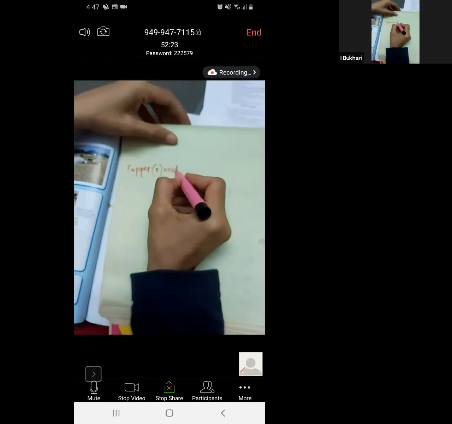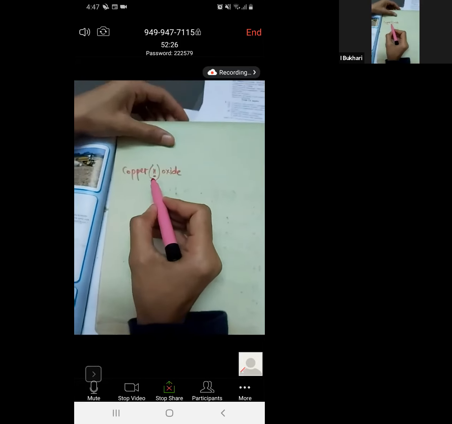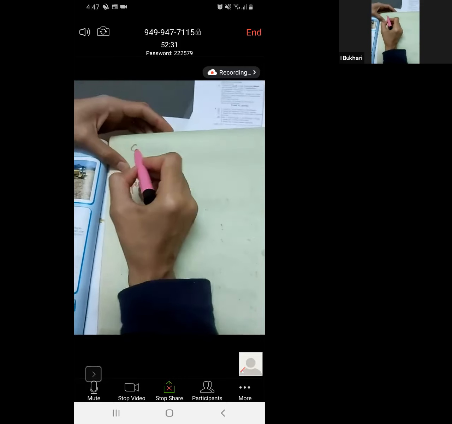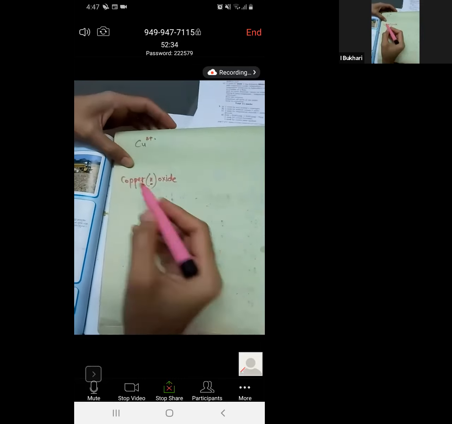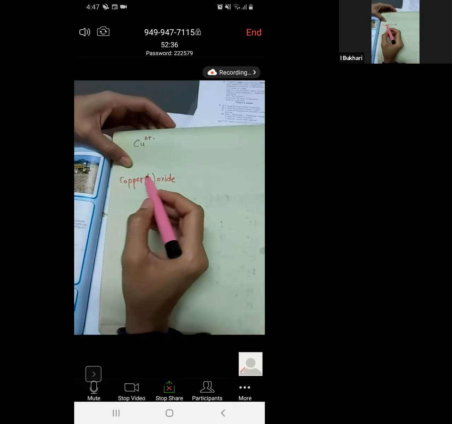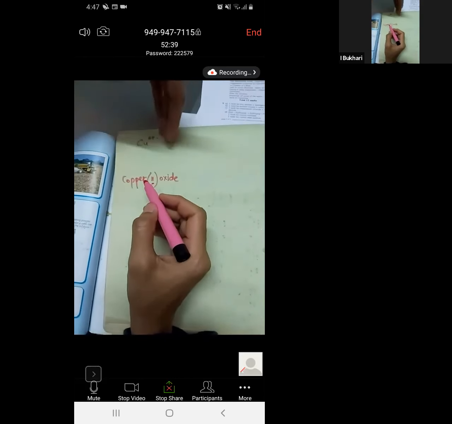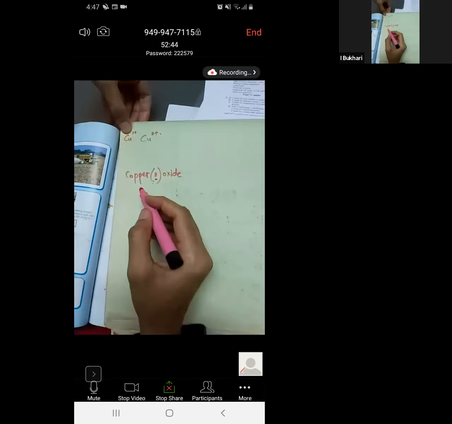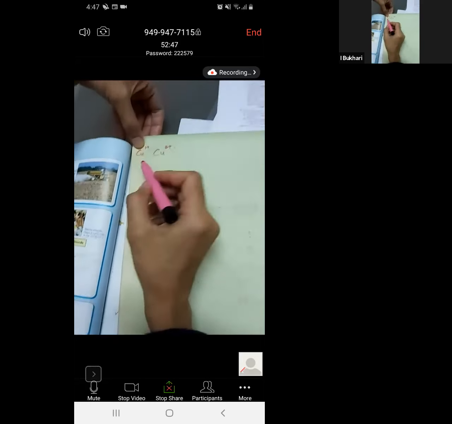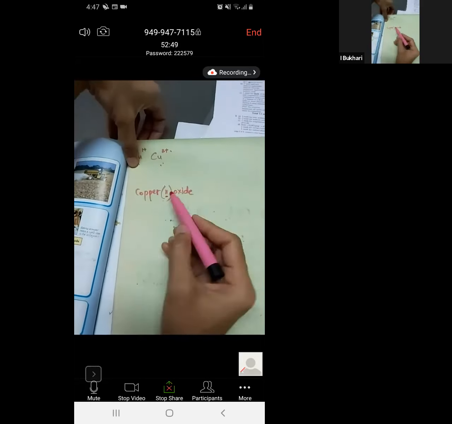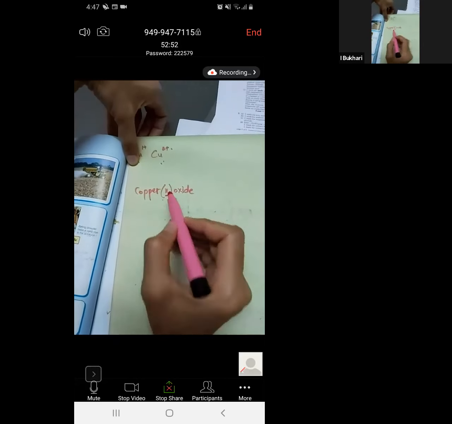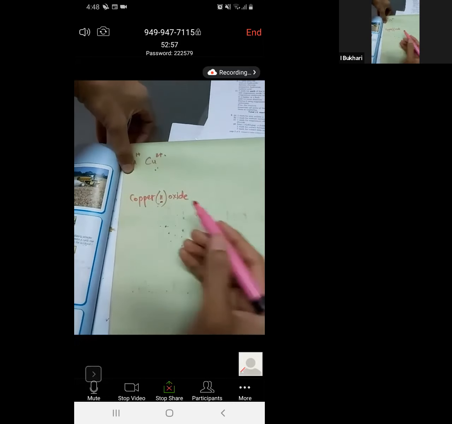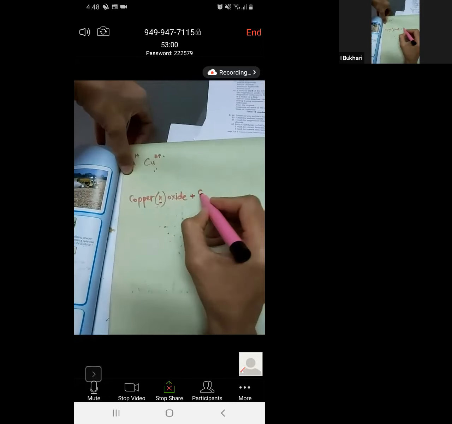Copper(II) oxide. Now, why do we write 2 in brackets? The 2 means that this is copper 2+, because it's a transition metal. Transition metals can have more than one type of charge, like we have copper 1+ and copper 2+. So which copper are you talking about? Therefore we mention the charge in brackets. So copper(II) oxide reacting with sulfuric acid.